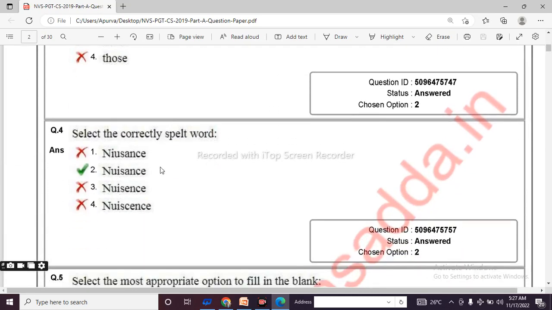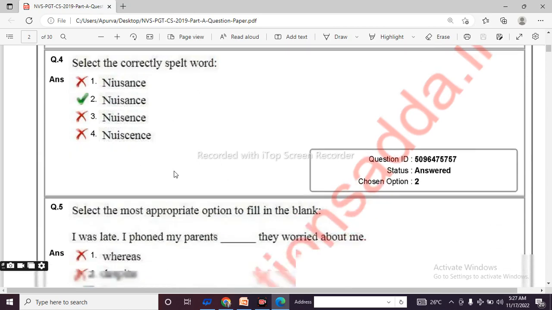Select the correctly spelt word. Which is the correct spelling? It means which word is there whose spelling is correct. So nonsense, we need to identify the spelling of nonsense. N-U-I-S-A-N-C-E, that is the correct spelling of nuisance.